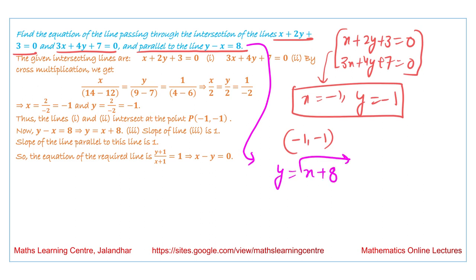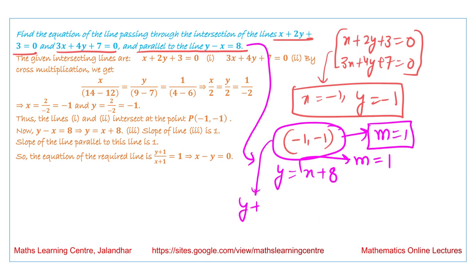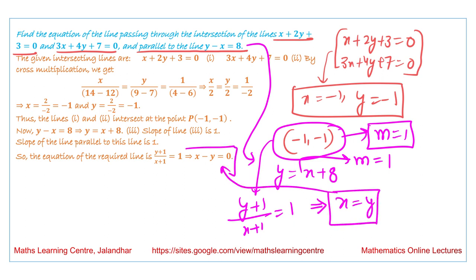So the value of m we will have is 1. The line is passing through this point and the slope of this line is 1. So the equation of that line is y plus 1 over x plus 1 is equal to 1. This implies x is equal to y. So the equation of the line which is satisfying this condition is x minus y is equal to 0, or you can write x is equal to y.